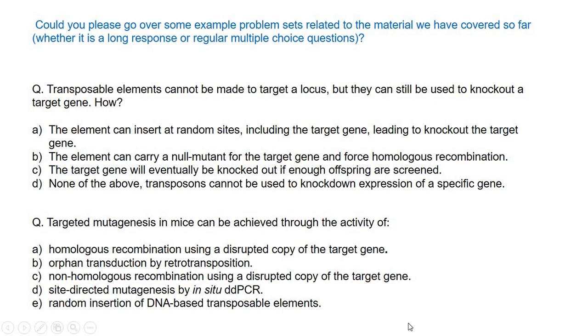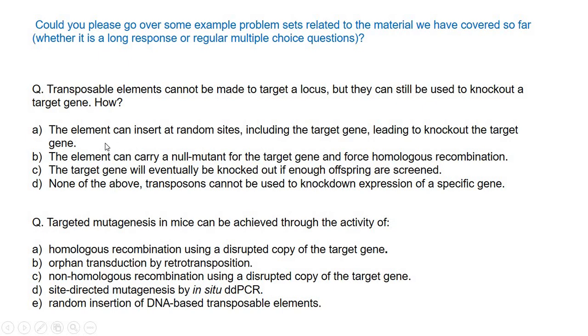So let's talk about transposable elements a little bit. Transposable elements cannot be made to target a locus, but they can still be used to knock out a target gene. How? How do you think transposable elements can be used to knock out a target gene? There are a couple of answers here. Because it's a multiple choice question, you have to find the correct answer. So let's go over these answers.